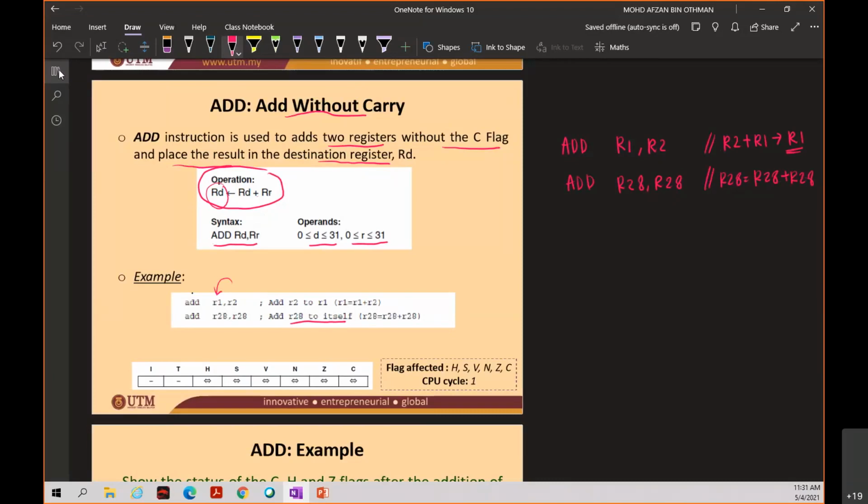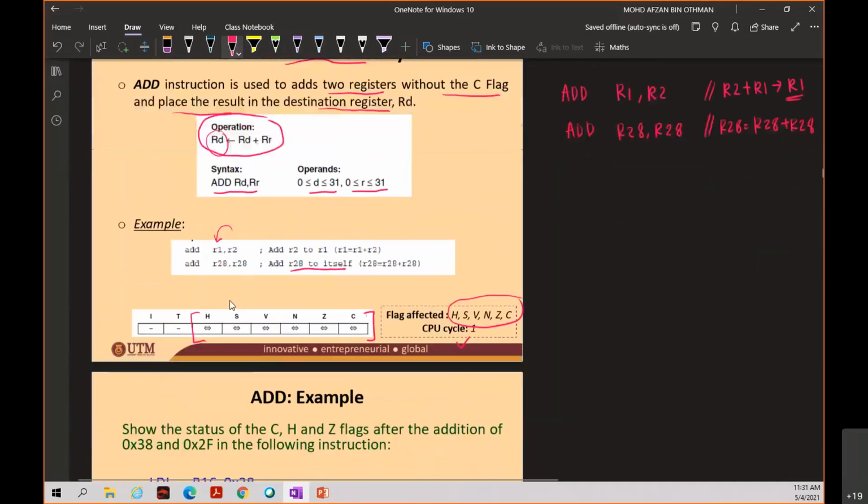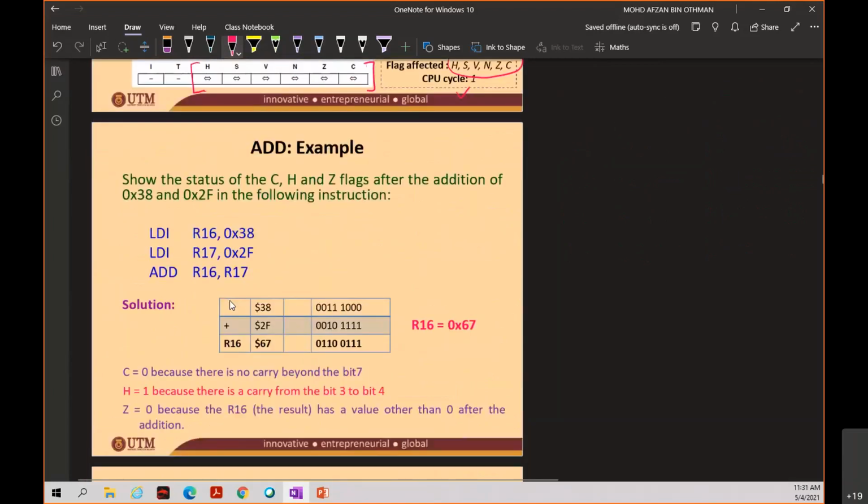For the arithmetic operation, a few flags are affected. You see here the H flag, S flag, V flag, and Z and C flags. These are the flags affected every time you do the ADD instruction. How many CPU cycles are taken? 1 clock cycle. Let's look at the ADD examples.